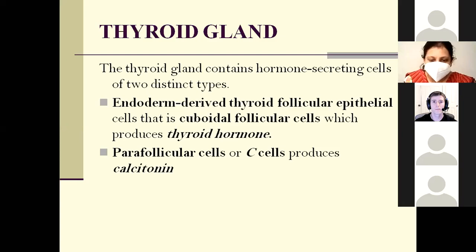Firstly, let's start with thyroid gland. Thyroid gland, as you all know, is a hormone secreting gland which is derived from basically endoderm. The thyroid follicular epithelial cells are derived from endoderm, and the parafollicular cells and C cells, along with that, are all derived from endoderm embryologically.